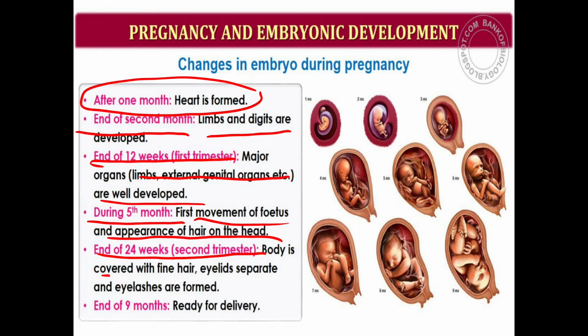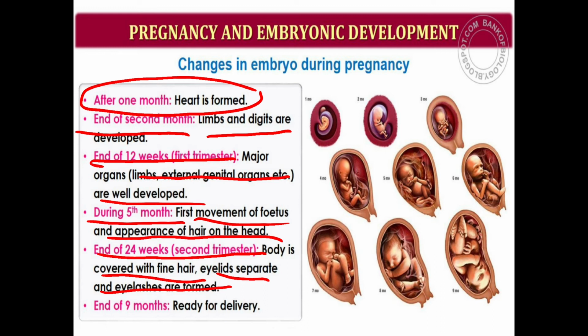Body is covered with fine hair, eyelids separate, eyelashes are formed, and at the end of the 9 months, it is ready for delivery or parturition. So these are the different important events during the pregnancy period, that is the gestation period. Remember, after the 1 month, the first organ formed is the heart.